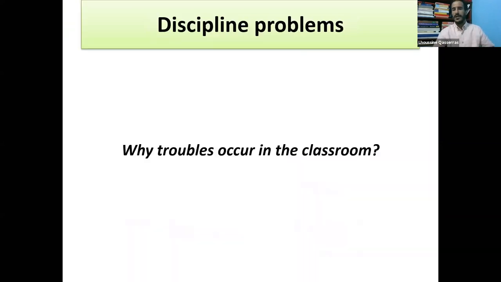Now, we move to something very important, discipline problems. And some of you, like Mustafa, talked about in the very beginning of this session about issues taking place in the classroom. Now, my question, why do troubles occur in the classroom? Why do problems occur? What are the reasons behind that? Yes, any volunteer to talk, or you can write in the chat box. So Zahra, yes, please. Just 1 second.